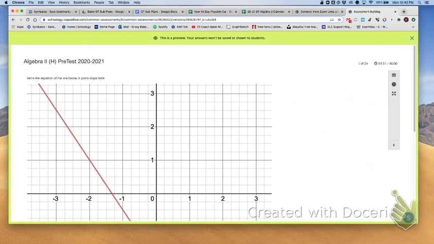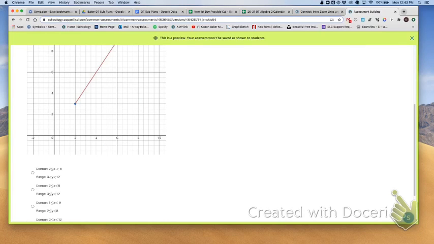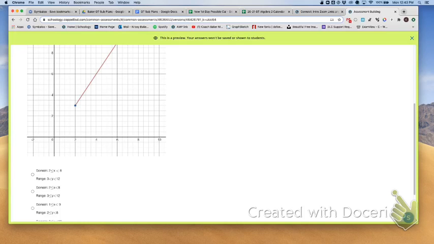All right, looking at the next one. So we're doing domain and range. Now, hopefully, now that we've reviewed domain and range, this one's a little bit easier. But this is also using inequality notation, whereas the new content, we used interval notation.